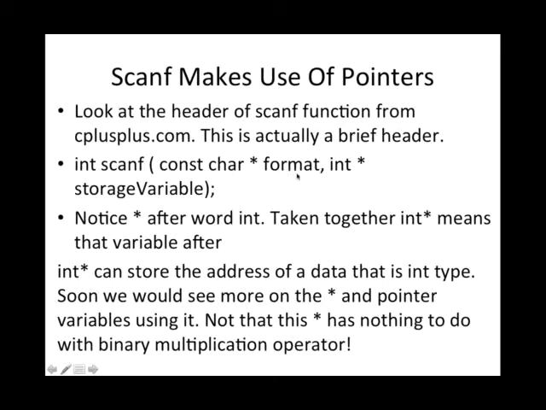So first argument is the format string. Second is int asterisk storage variable. So what that means is, notice asterisk after the word int. Taken together, int asterisk means that variable after int asterisk, which is this one, can store address of a data that is int type. And soon we'll see more on the asterisk and pointer variable using it. One more time, note that this asterisk has nothing to do with binary multiplication operator.